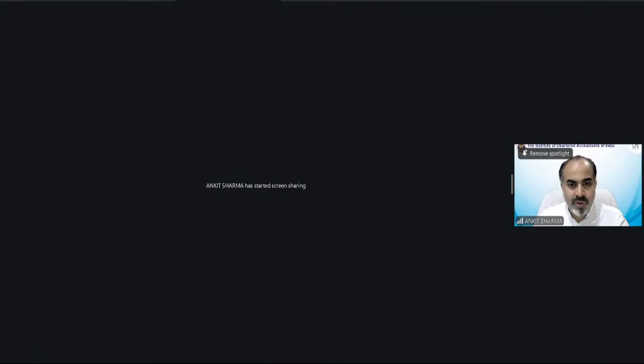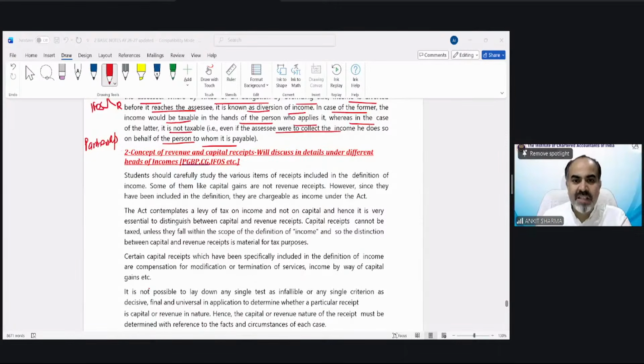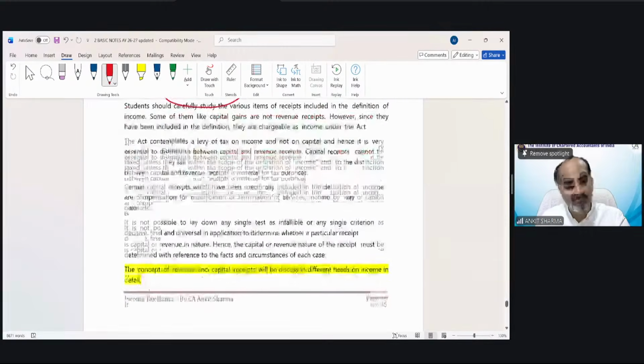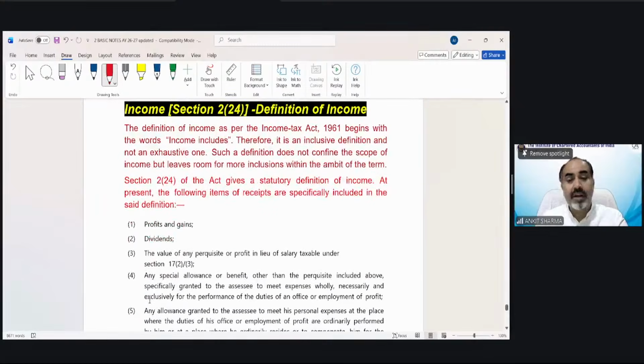Back to the provision. Now, the concept of revenue and capital receipt will be discussed in detail under different heads of income like PGBP, capital gain, income from other sources. Now, the definition of income is very interesting because we do not need to understand it now, because every point given in this definition is going to be part of other heads of income. So it says income includes everything. The definition of income in section 2(24) says profit and gain, dividend, the value of perquisite, special allowance, etc.